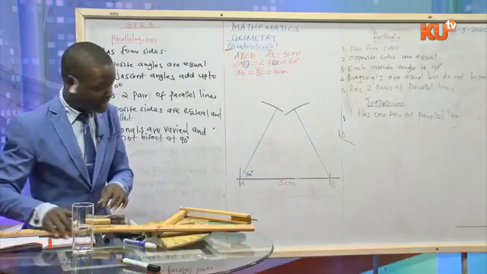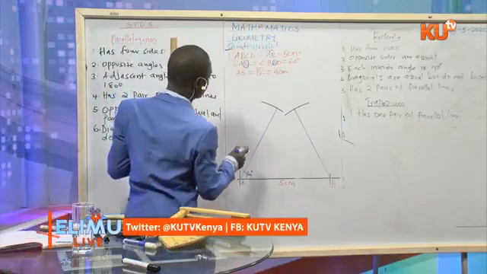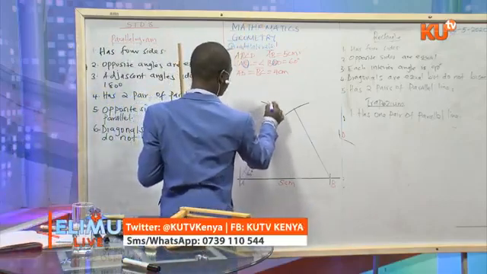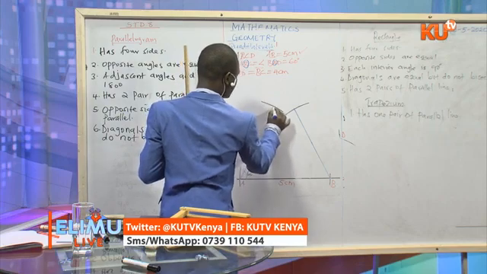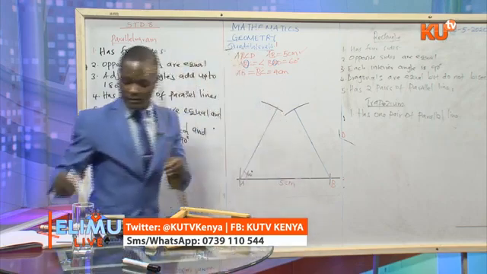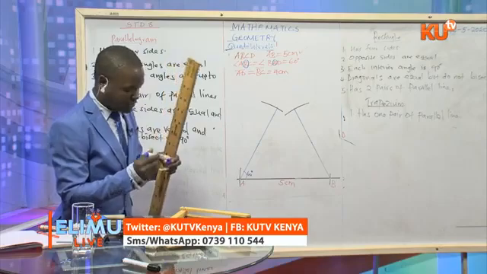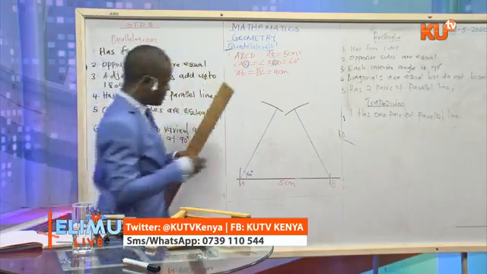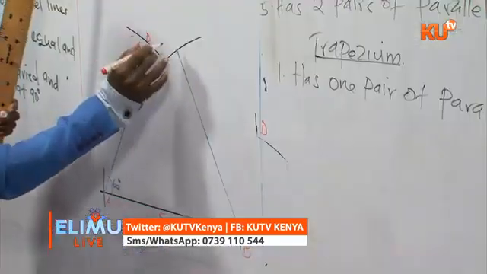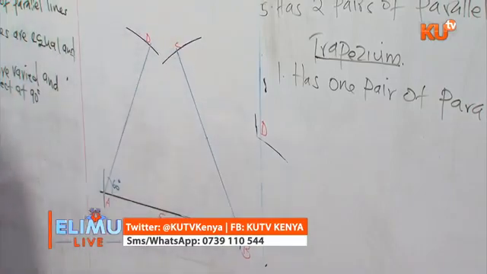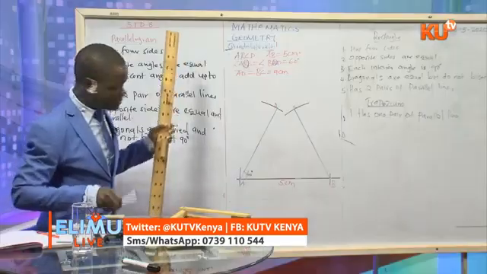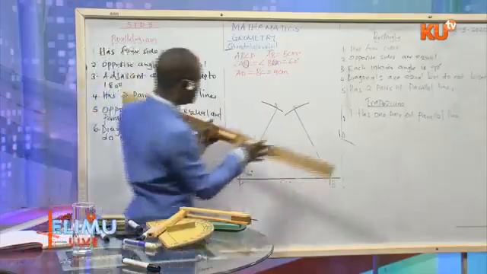Then after that, this is D, where the arc is, and the other one should be C. So this is D and this is C. After that, you join line DC.